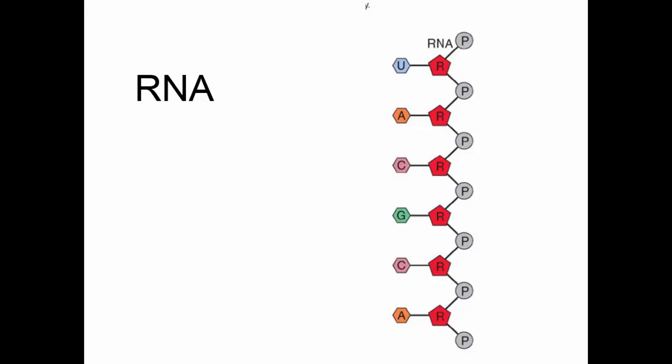Here is your RNA molecule. Again, single-stranded. Your ribose as your sugar, your phosphate, and your base. So this would be one nucleotide of an RNA molecule. Here you have several of them strung together to make a strand of RNA.